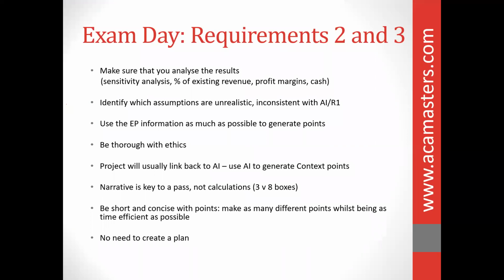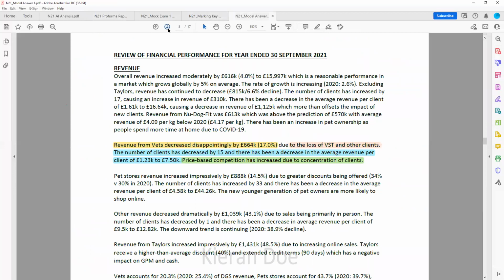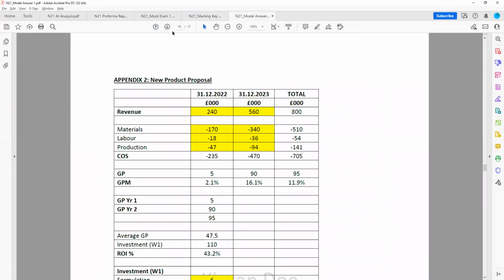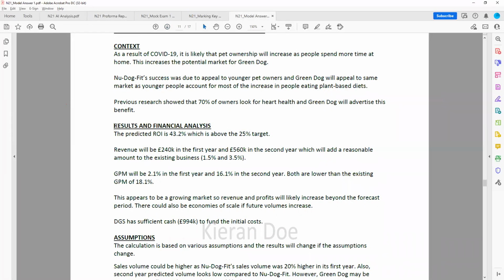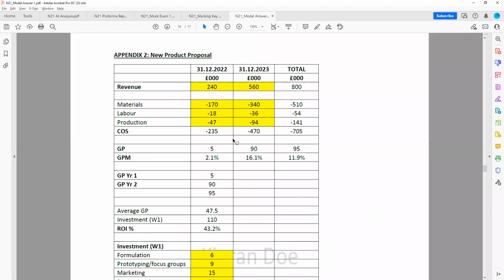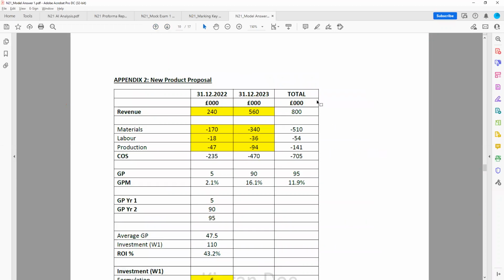So with requirements 2 and 3, I think people are really good at calculating the number that's required, and then putting in the results. But what people tend to do is describe the results. They tend to say things like, materials will be 170k in 2022 and 340k in 2023. Across both years, it'll be 510. And they do this in the report, whereas the person reading the report can just see that.